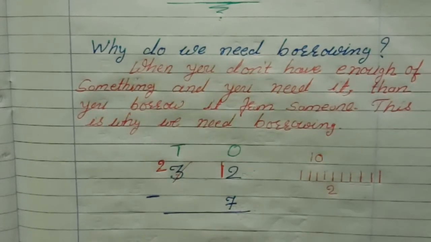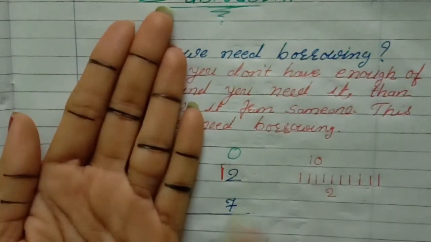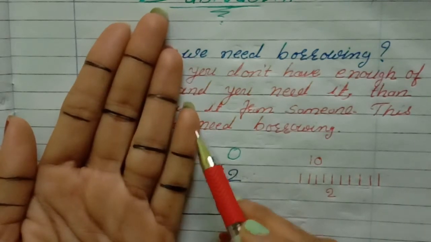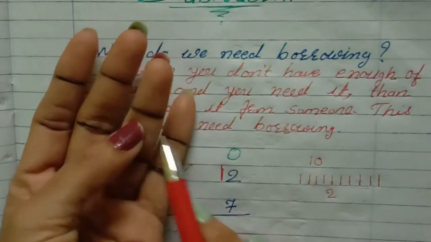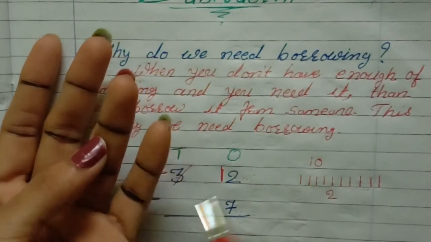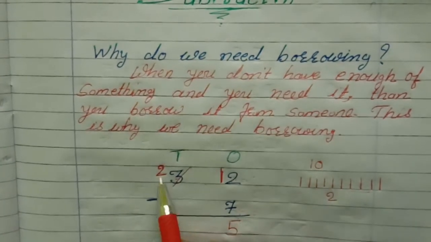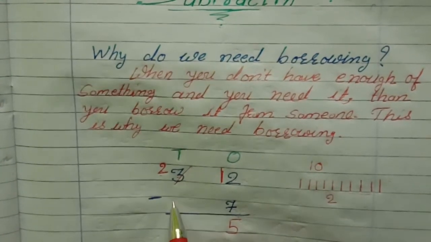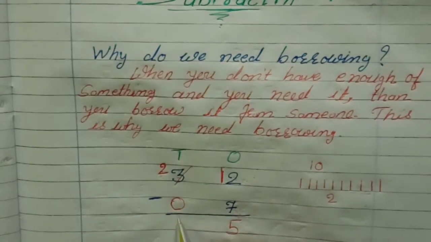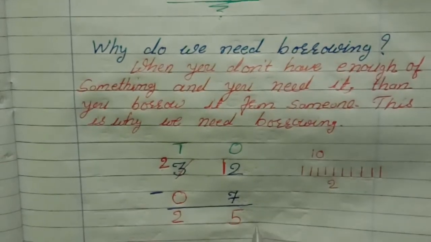So let's start from 7 till 12. After 7 comes 8, 9, 10, 11 and 12. So till 12, how many? 1, 2, 3, 4 and 5. So 12 minus 7, we write here 5, and 2 minus nothing, so 0. 2 minus 0 is 2. So our answer is 25.